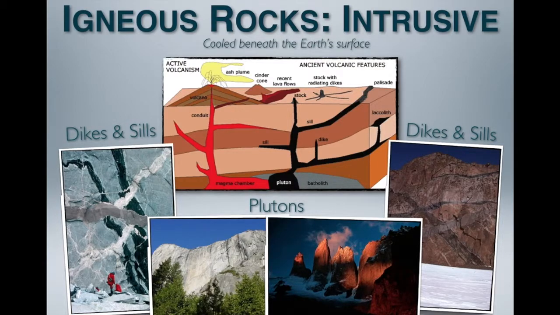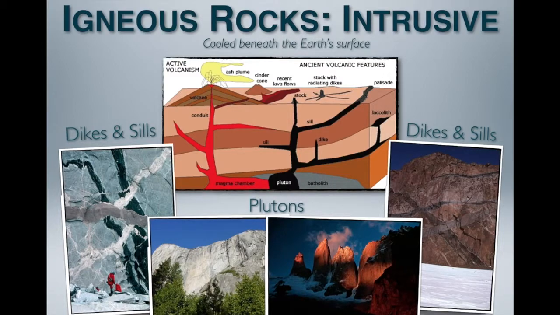So intrusive cools beneath the Earth's surface. And so it has a long time to cool. And it forms or cools in a couple of different locations. So ultimately, these are molten rock. So they are magma coming up from the mantle or remelting of rocks within the crust. And so then as they cool, as they get closer to the exterior of the earth, to the exterior of the crust, sometimes they don't make it all the way out. And so they cool in a couple of different locations.